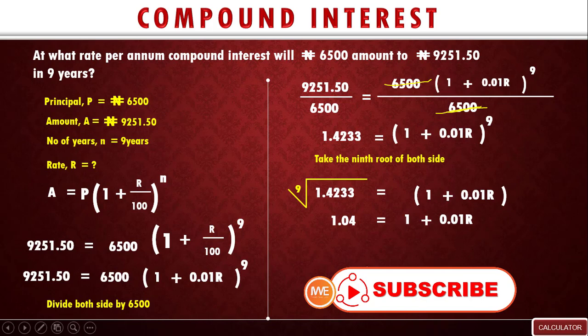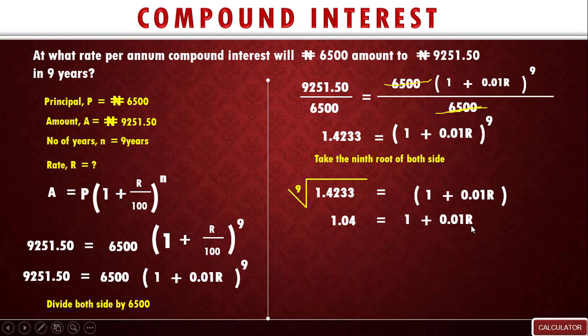Okay, the next thing to do, since we are looking for r, we need to transfer this 1 to the left hand side. If you look at this, 1 is plus 1 here. If it goes to the left hand side, it will become minus, and we have 1.04 minus 1 equals to what is left at the right hand side, 0.01r. So 1.04 minus 1 will give 0.04 equals to 0.01r. Well, you can use your calculator to check that out.